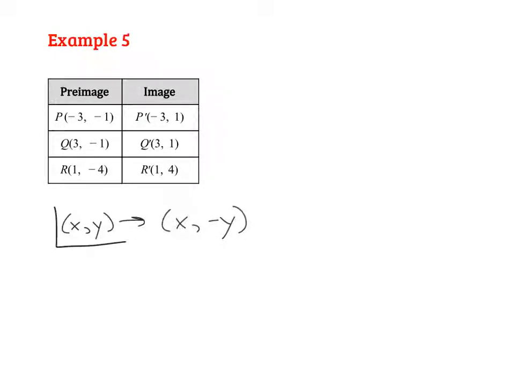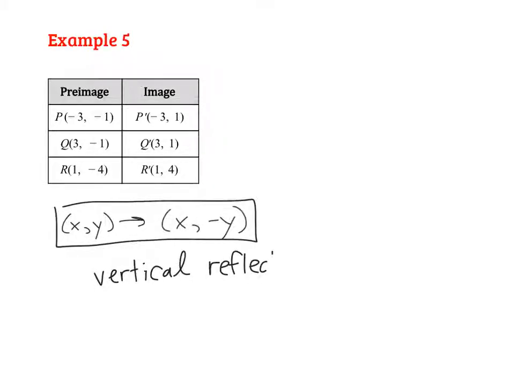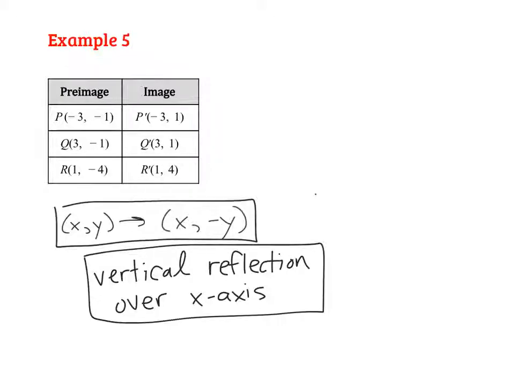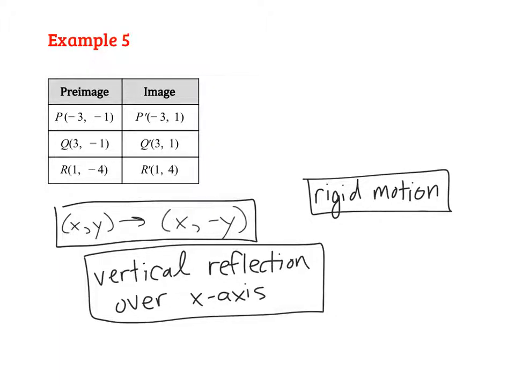So now we need to describe it. So remember from our previous slide, we said that if you multiply the y value by negative, it is a vertical reflection over the x-axis. And since it is a reflection, it will represent rigid motion. So it kind of flips our figure upside down, but it doesn't stretch our figure out or shrink it in, and it doesn't change any of the side lengths or any of the angles.